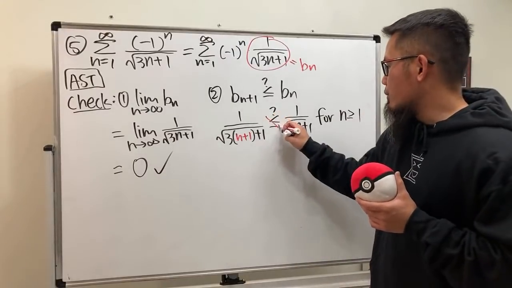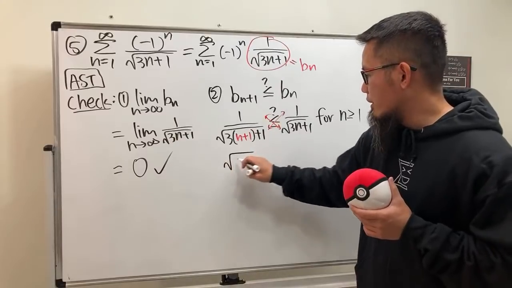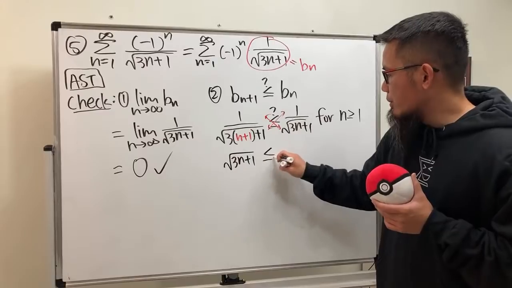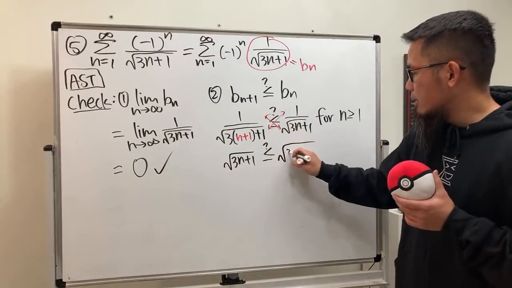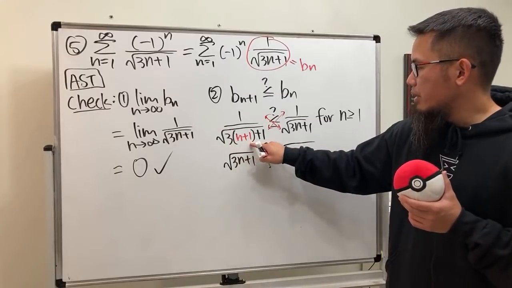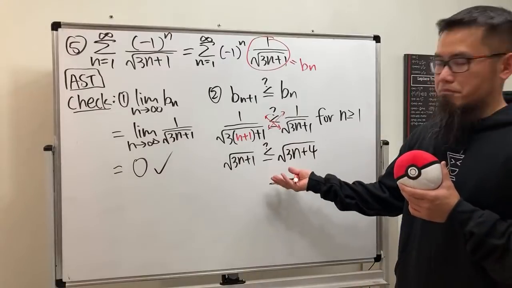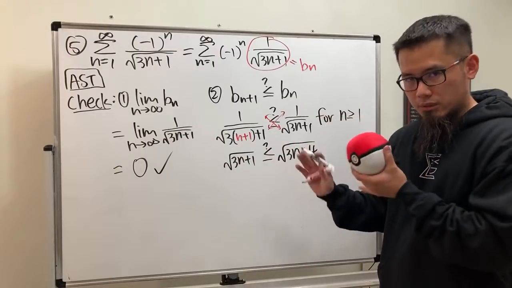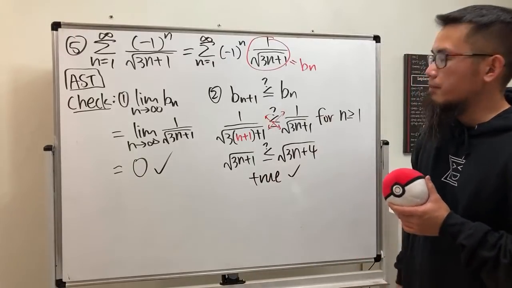Anyway, just go ahead and cross multiply. This times that is the square root of 3n plus 1. Is this less than or equal to, this times that is the square root of 3n plus 3 and then plus 1, which is plus 4? So it's really clear, right? Just doing enough algebra to show it's true. So of course, this is true, it checks.